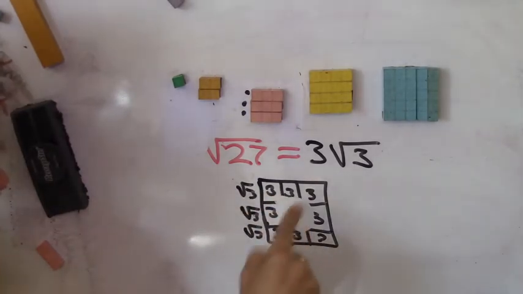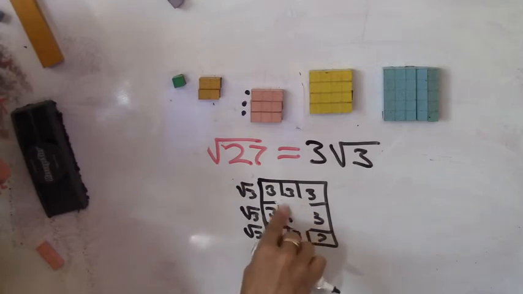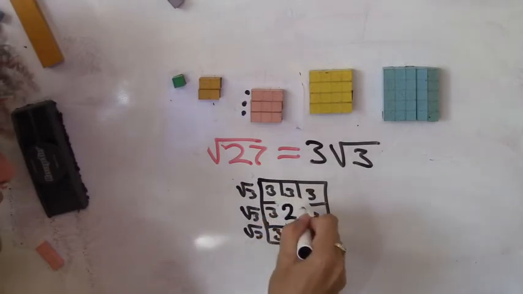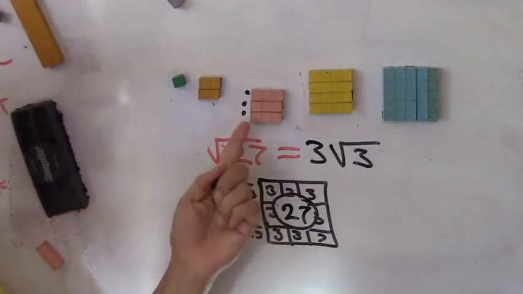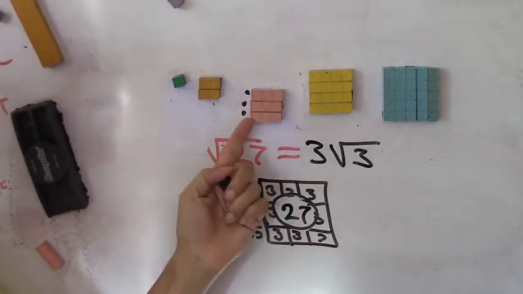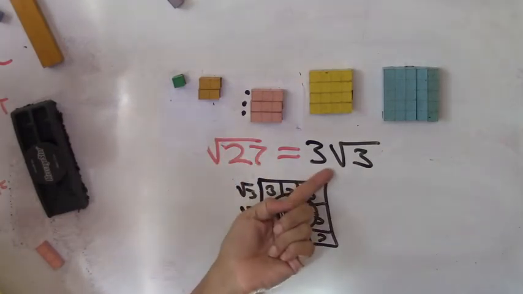This whole thing is 27, right? Okay, because I'm using my imagination that each one of these squares is 3. The whole thing is 27, and one side is 3 square roots of 3.